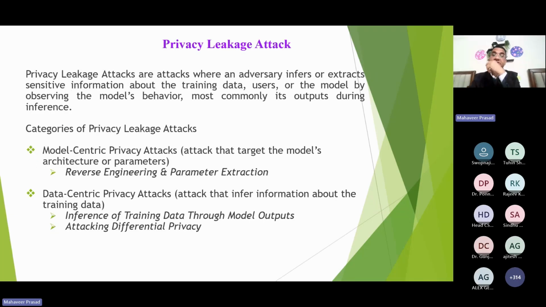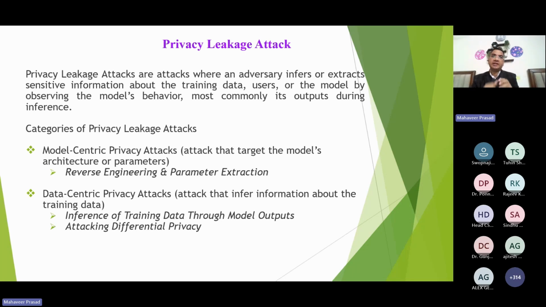Privacy leakage attack. This is another very important attack. Models are trained based on personal data. So if we are leaking that data, then definitely we will be in trouble, and ethically it is not right. These attacks exploit the fact that machine learning models often memorize aspects of their training data. So this memorizing is creating a big problem here.